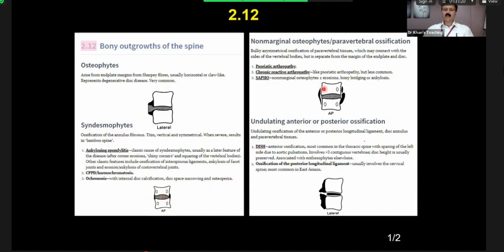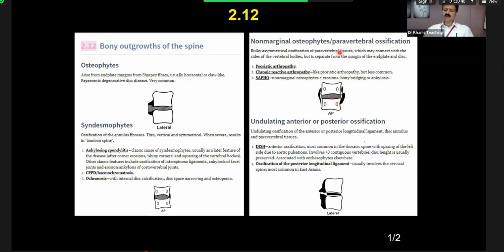On the other hand, paravertebral ossification. What happens? Bulky asymmetrical ossification of paravertebral tissue, which may connect with the sides of the vertebral body, but is separate from the margins of the end plate and disc. So if you see here, this thing is paravertebral ossification. It can be connected to the body here. It can also connect like this. It can bridge like this, body to body, but it is not arising from the intervertebral disc.